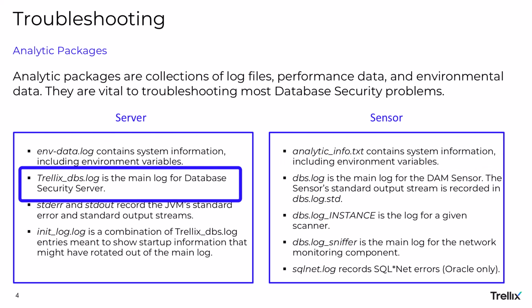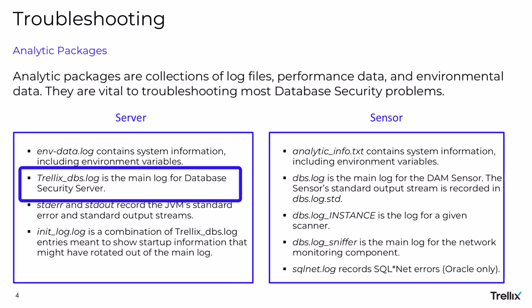The main log for the database security server is the Trellix_dbs.log file. Entries in this log consist of a timestamp, a log level, a module name, and the event text. By default, this log only contains entries of info level or lower. When troubleshooting, support may recommend that you increase this log level to debug.